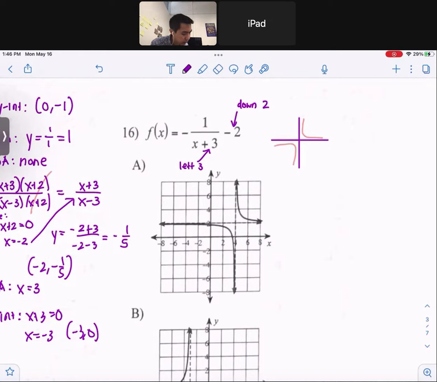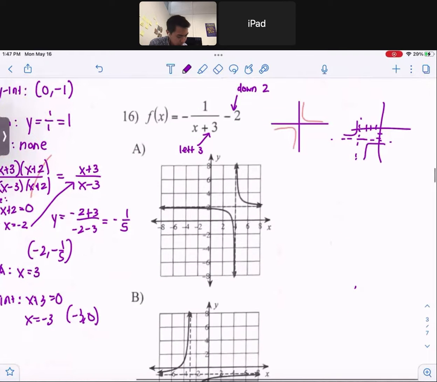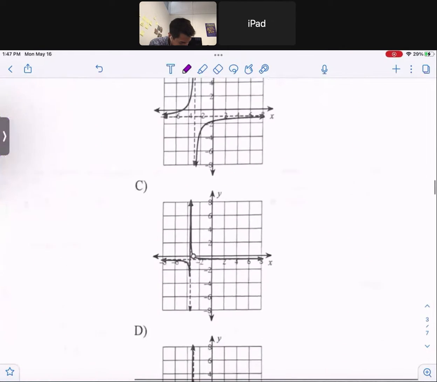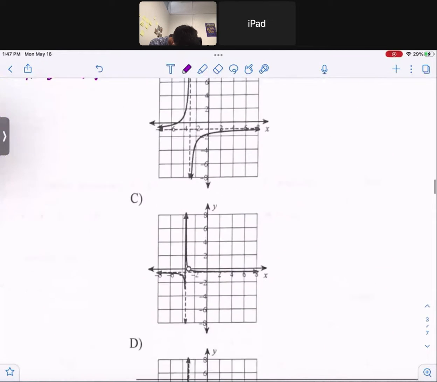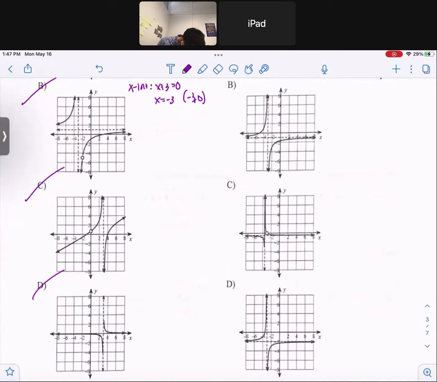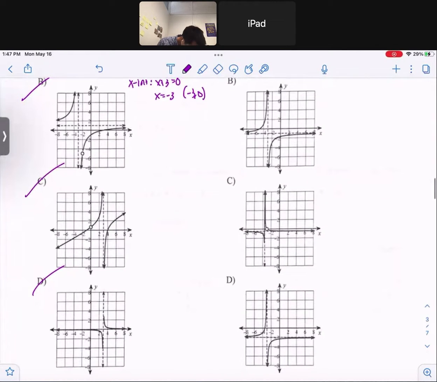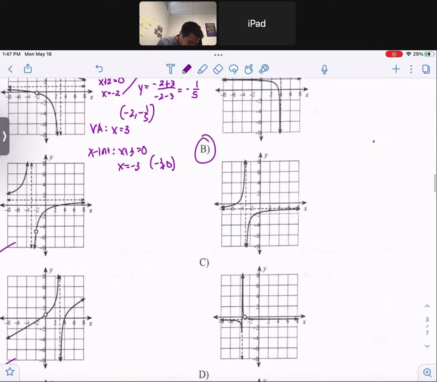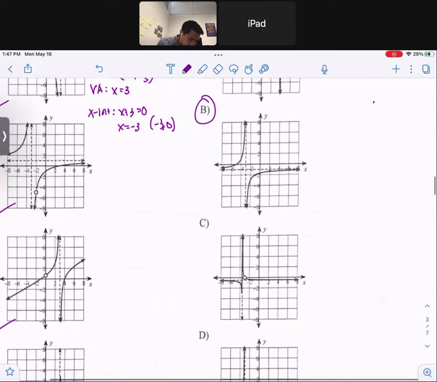So if we move all of this left 3 and down 2, your graph should look like 1, 2, 3, down 2, and it should have been flipped. So it should look something like this. So that is what your graph should look like. And remember, the vertical asymptote went left 3 and down 2. So one of our graphs definitely looks left 3 and down 2, which appears to be either B or D. I'm pretty sure I'm going with B, because this one looks like it got stretched while this one looks the same.